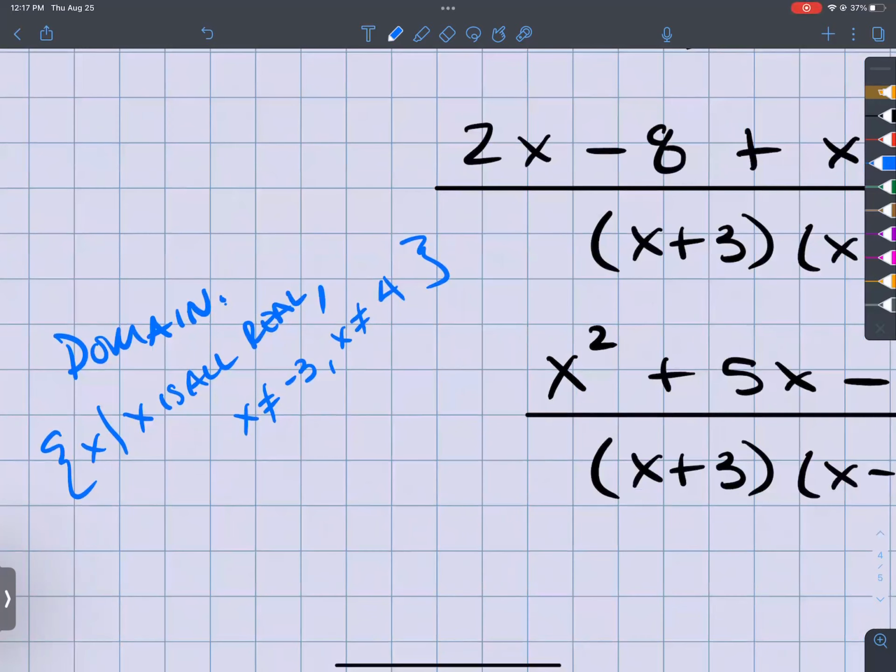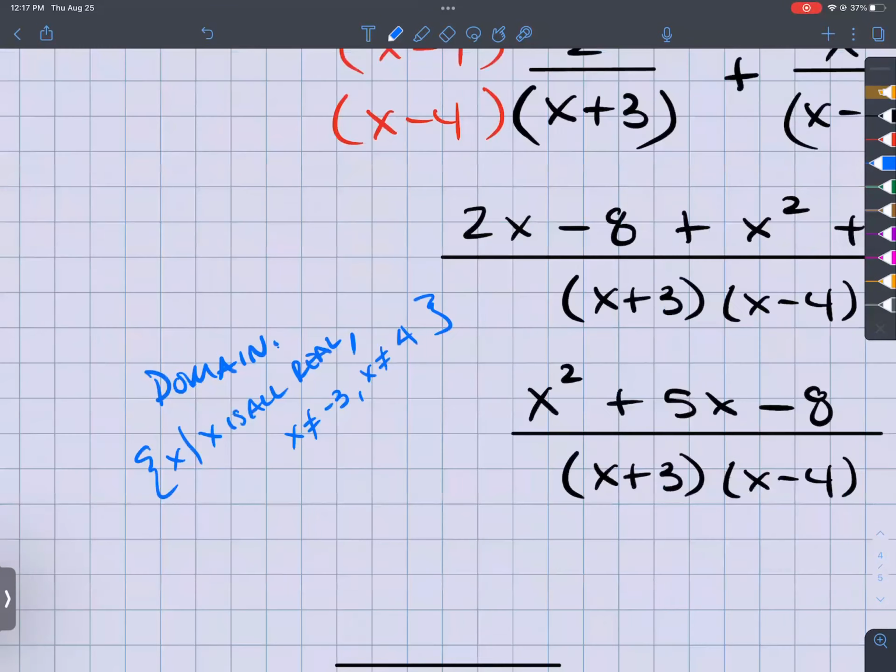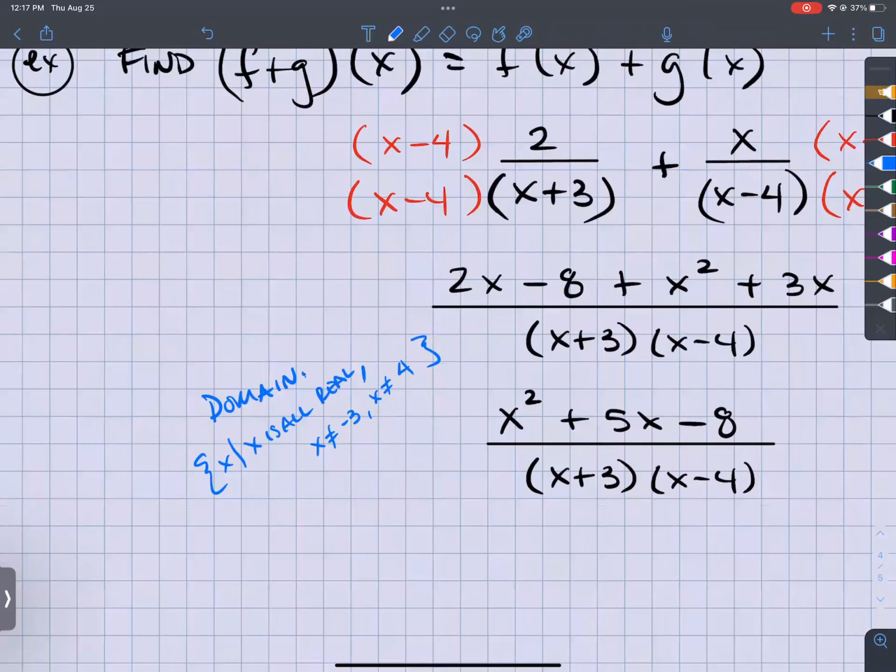Right? And realize that when we're dividing, because we're going to have to copy, change, flip, you're going to have multiple of these domain issues, right? Or so-called restrictions. We called them restrictions before. Are we okay with this? You guys remember these?